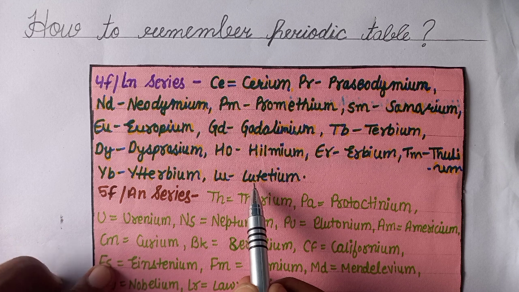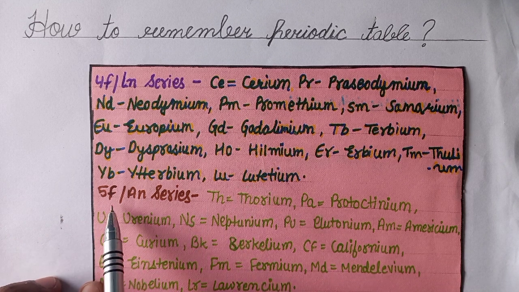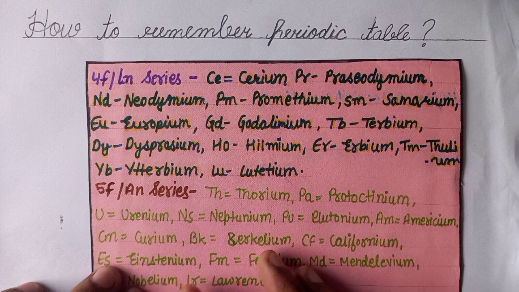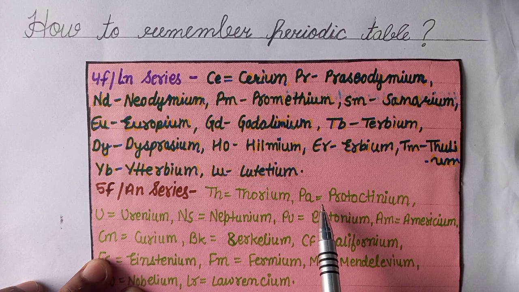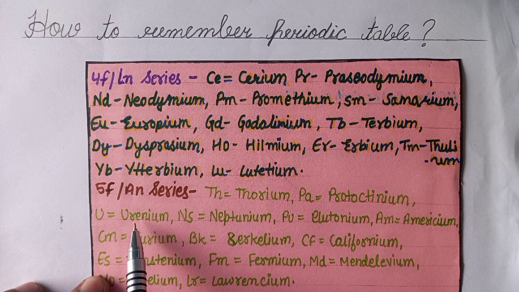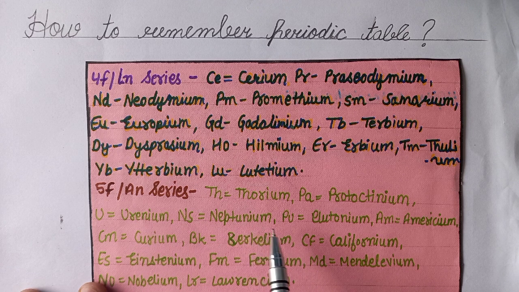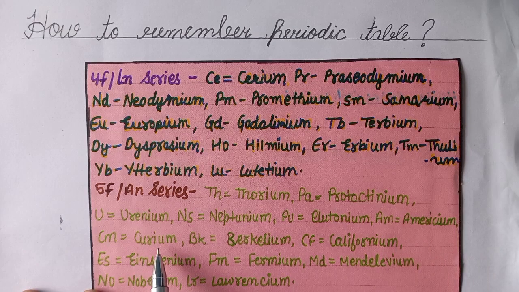Lu for lutetium. Similarly, elements of the 5f series or actinoids are Th for thorium, Pa for protactinium, U for uranium, Np for neptunium, Pu for plutonium, Am for americium, Cm for curium, Bk for berkelium, Cf for californium, Es for einsteinium, Fm for fermium, Md for mendelevium, No for nobelium, and Lr for lawrencium.